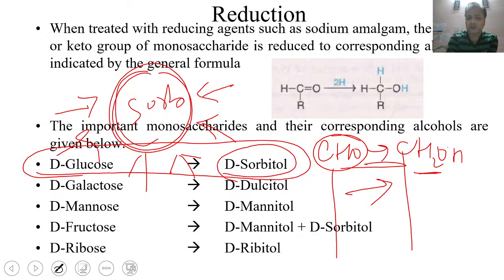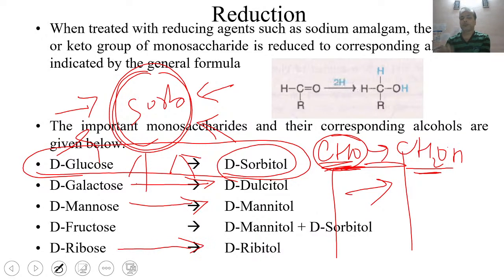Similarly, if we have galactose, galactose can be converted to dulcitol, the reduced product of galactose. In galactose also the terminal aldehyde will be converted to CH2OH, and at carbon number 4 we have a different structure that we have seen already. If you have mannose, it will give you mannitol. If you have ribose, it will give you ribitol. In the case of fructose, fructose is going to give you two kinds of products. Either it will give you mannitol, or it will give you sorbitol.